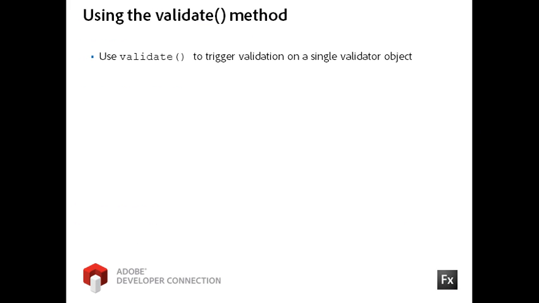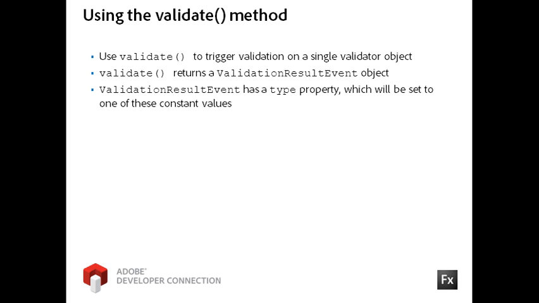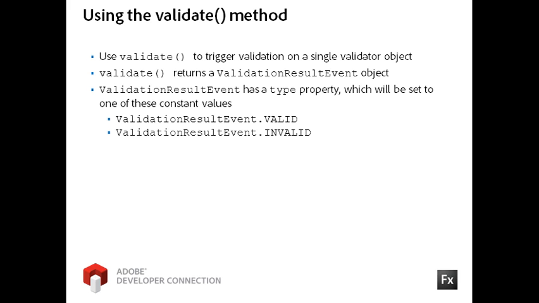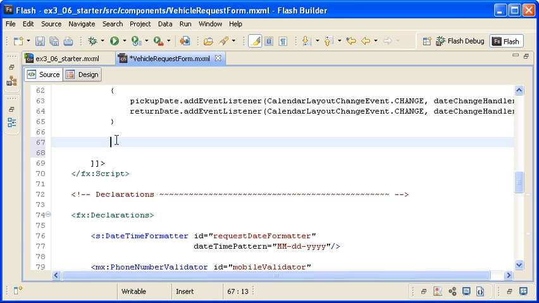The validate method of a validator class is used to trigger validation on a single validator object. The benefit of using it over the MXML class is that it returns a validation result event object, which has a type property that returns one of two constants: ValidationResultEvent.VALID and ValidationResultEvent.INVALID. At the end of this script block, I'm creating a private function named validatePhones that takes no parameters and does not return any value, as indicated with the void return type.